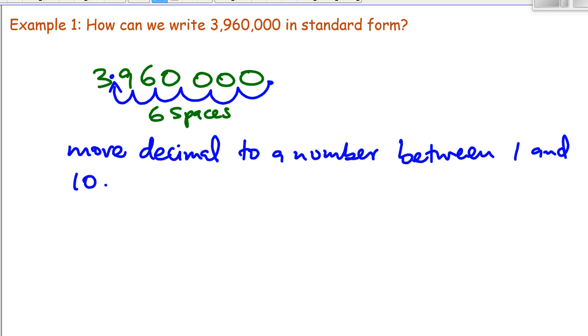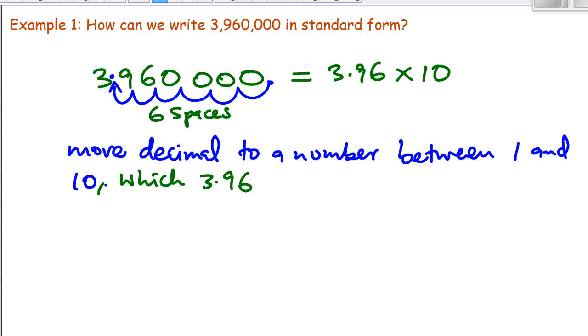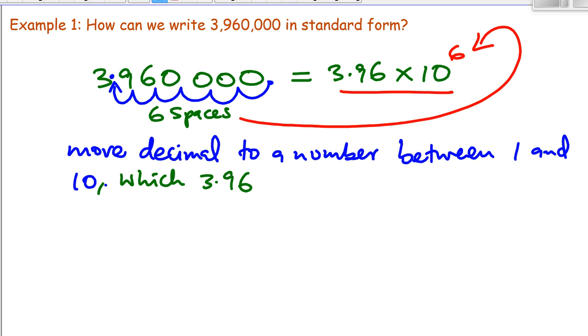So to write this number in standard form, the new number that we have is now 3.96. So our answer will be 3.96 multiplied by 10. Now the power that you're going to write here is basically this that we have here. So we write the 6 there. And our answer will be 3.96 times 10 to the power 6. So that's the process of writing numbers in standard form.